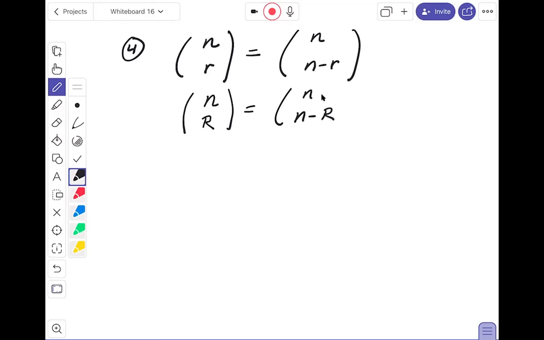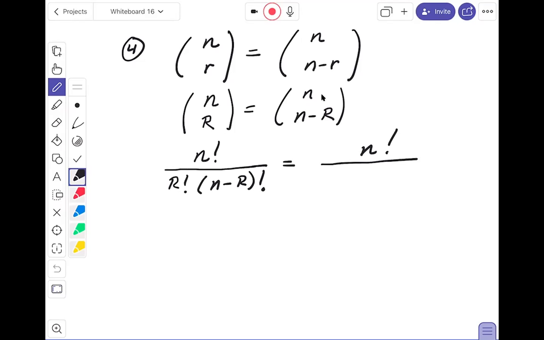minus R. All right, I'm going to verify this is true. Now, what does it mean? It means N factorial over R factorial, N minus R factorial equals, let's do the right side, N factorial, N minus R factorial, and then it's going to be N minus the bottom, which is going to be minus N plus R factorial.